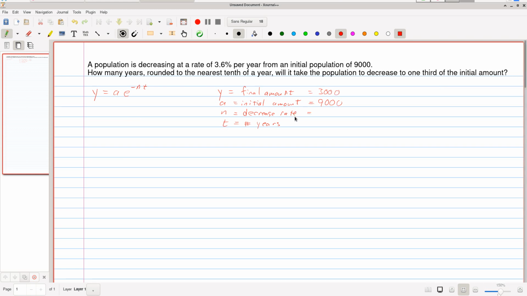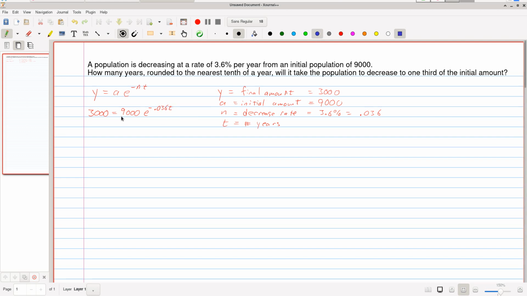N is the rate of decrease, which in this problem is 3.6%, which if we rewrite as a decimal is 0.036. And then T is what we'll be solving for. Let's now plug in what we know. The final amount, Y, is 3,000. A is 9,000. E to the minus N, which is 0.036, T.